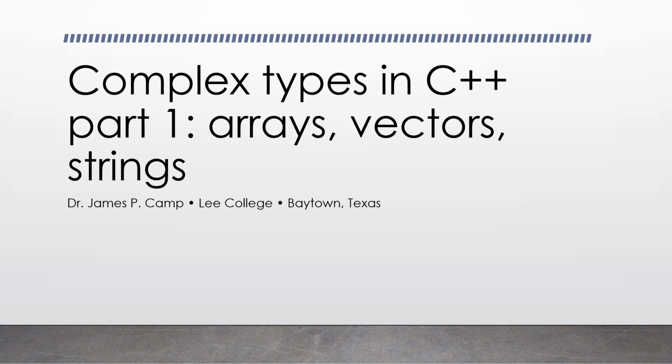Another in my series on how to program in C++. Today we're talking about complex types that hold more than one value at a time: arrays, vectors, and strings.